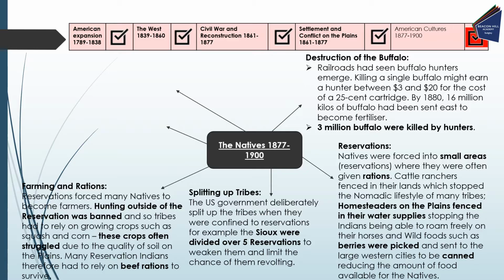Many reservation Indians therefore had to rely on beef rations to survive, and we know that quite often the American government just did not provide enough food.